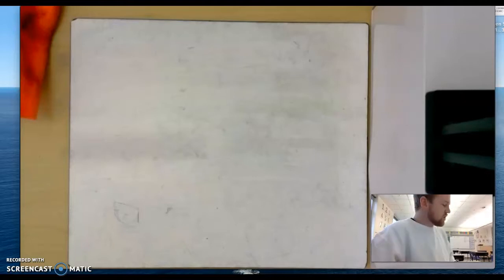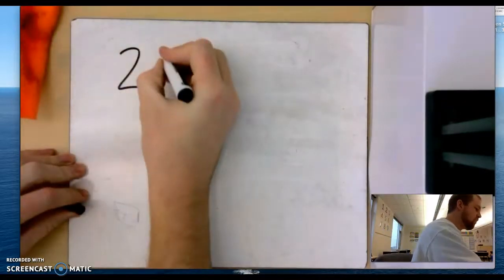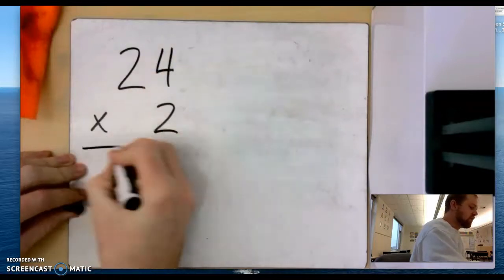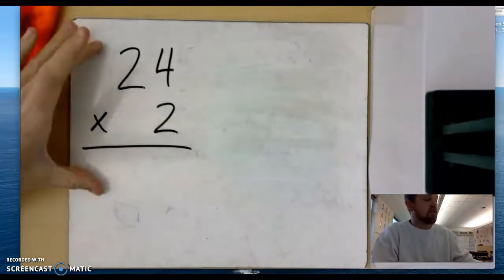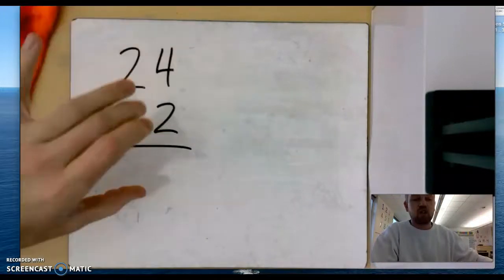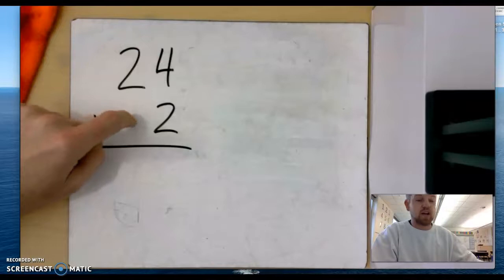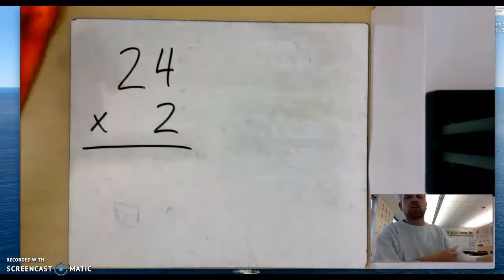Okay, so we're going to start off with the problem 24 times 2. This is how most problems will be presented to you when you're working with multiplication. They'll be set up in this standard form where they are on top of each other. You'll notice that my ones place is lined up, and my tens place would be lined up if I had another one, but it is very clearly written out just like that.